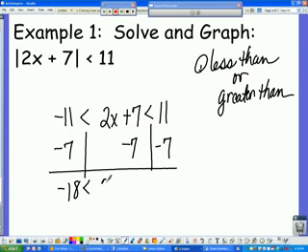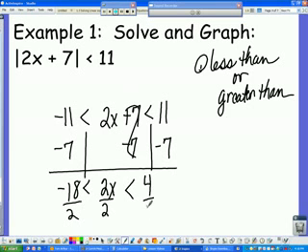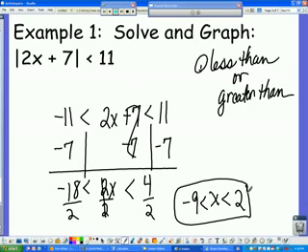Less than 2x. Those cancel. Less than 11 minus 7 is 4. And then remember, we just divide by 2. So negative 18 divided by 2 is a negative 9. Less than 2 divided by 2 cancels. Less than or equal to x. Less than or equal to 4 divided by 2 gives me 2. So the answer is negative 9 less than x, which is less than 2.